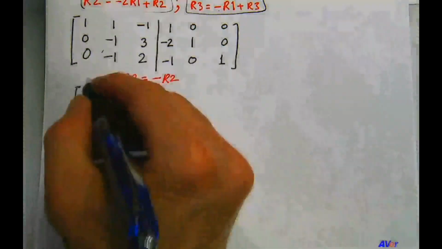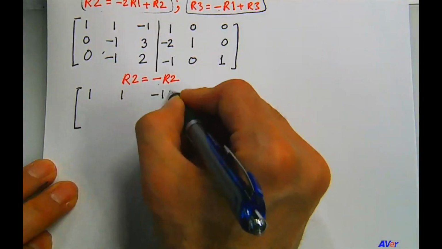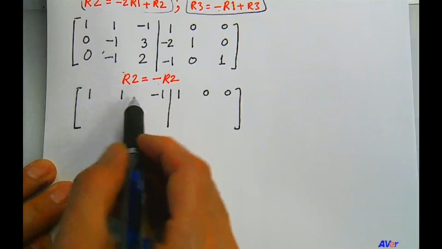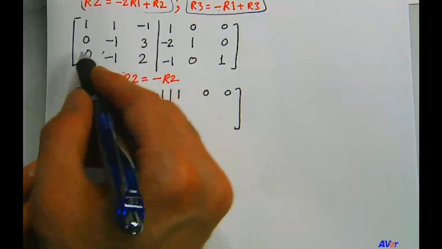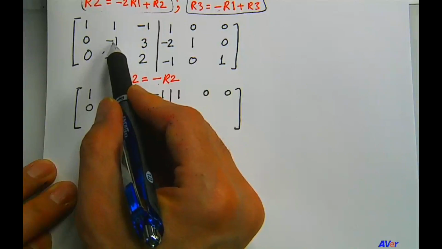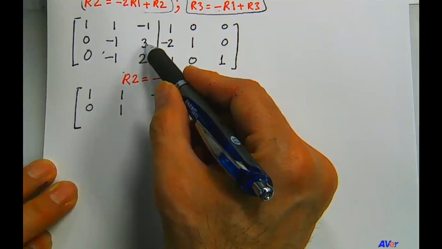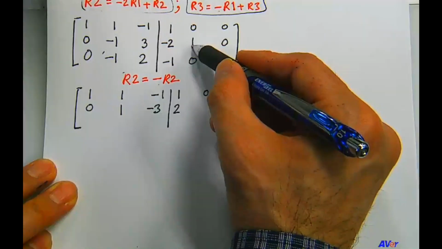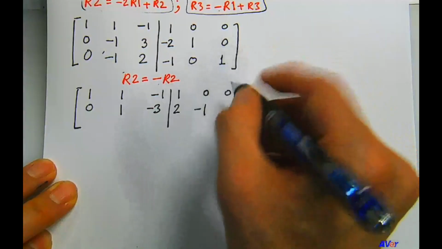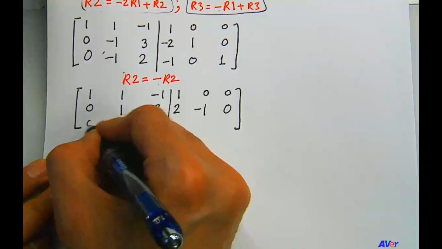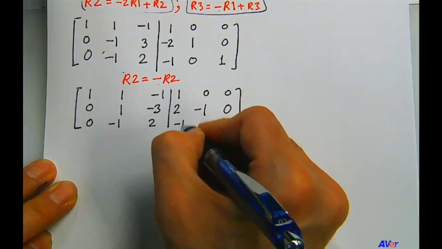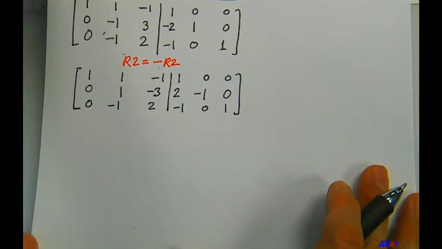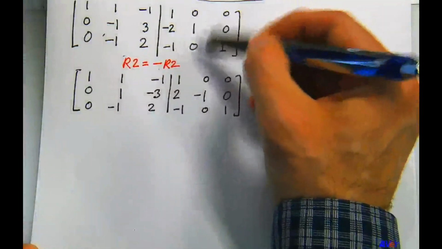The first row and the third row don't change, so we're going to write them down as they are. And then here it is, I'm at the second row, so -1 times this whole row. -1 times 0 is 0. -1 times -1, 1. -1 times 3, -3. -1 times -2, +2. -1 times 1, -1. -1 times 0, 0. And the third row, we can write it as it is, like that.